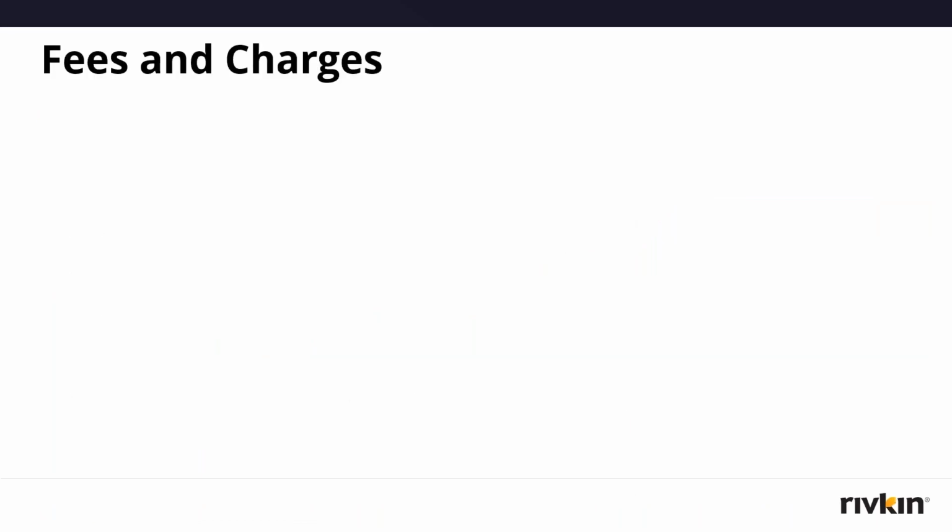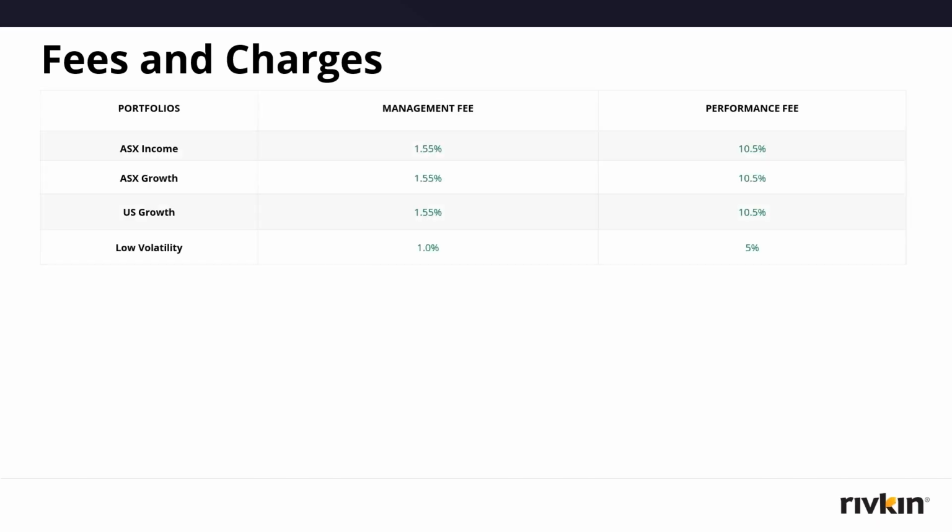It's important to understand the fees and charges. So a little summary table for you here of the management and performance fees. Across ASX Income, ASX Growth, and US Growth, they all have a 1.55% management fee, inclusive of GST, while low volatility, which is a less actively managed portfolio, has a 1% management fee. And then there's a performance fee.